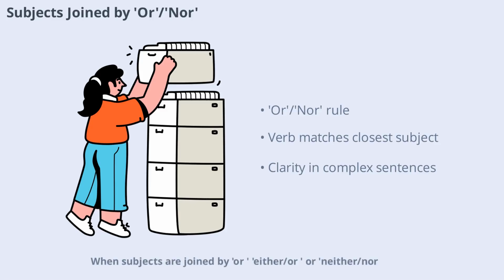When subjects are joined by "or", either/or, or neither/nor, the verb agrees with the subject closest to it. For example, in neither the teacher nor the students like the new rule, the verb like matches the plural students, which is closer to the verb. This rule helps maintain clarity, especially in longer sentences.